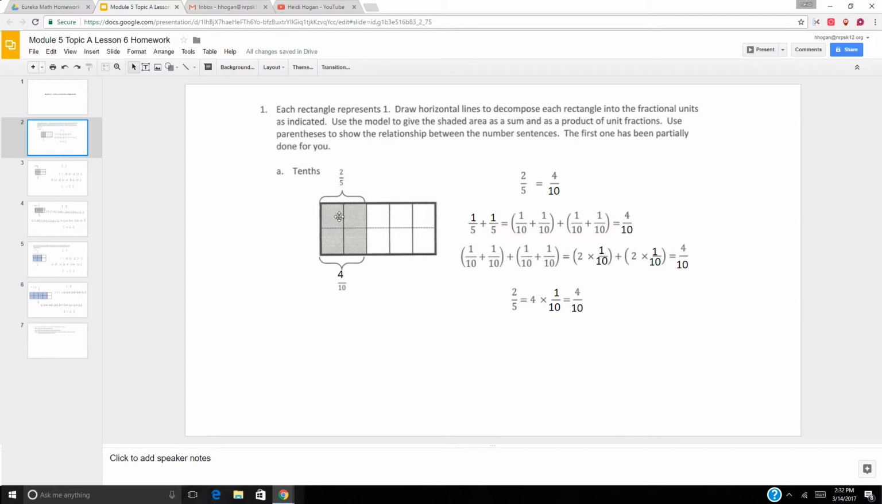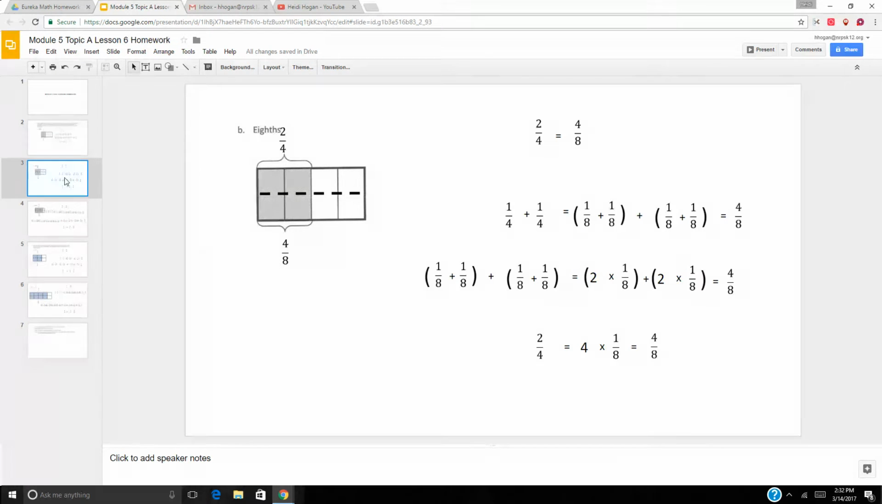So 1/5 plus 1/5 equals 1/10 plus 1/10, so we're going to kind of chunk it, plus 1/10 plus 1/10. So we have these in parentheses. 1/10 plus 1/10 is one kind of set, and then 1/10 and 1/10 is another set, and that equals 4/10. So 1/10 plus 1/10, 1/10 plus 1/10, is the same as 2 times 1/10 and 2 times 1/10, which equals 4/10. Or 2/5, 1 2 equals 1 2 3 4 times 1/10.